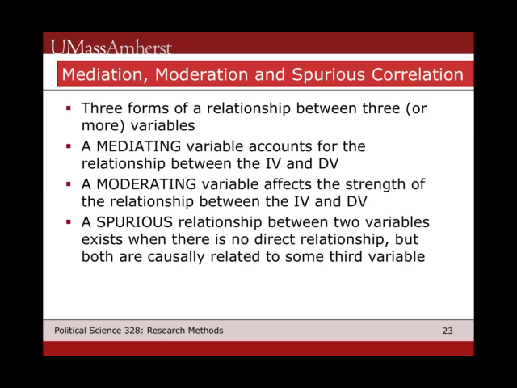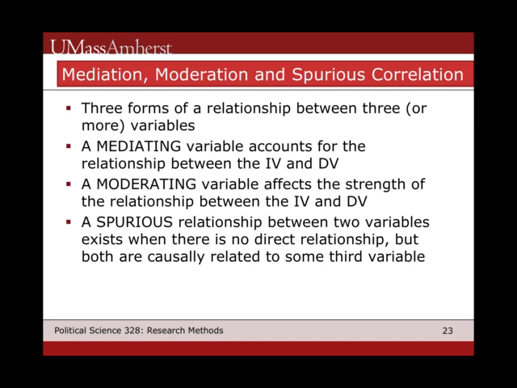A mediating variable is one that, in essence, sits in between and accounts for why there's a relationship between our independent variable and our dependent variable. A moderating relationship is going to affect the strength of that relationship. So it'll be a third variable that makes the relationship between the IV and the DV stronger for some people and weaker for others. And a spurious relationship exists when there's no direct causal connection of any sort, or even an indirect causal connection, but instead there's a third variable in the back that's causing both.